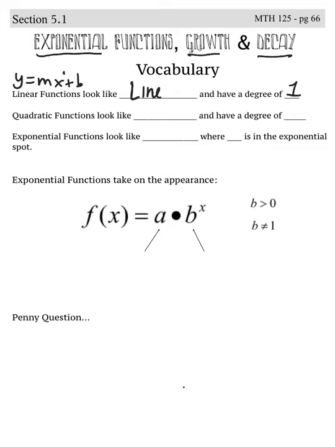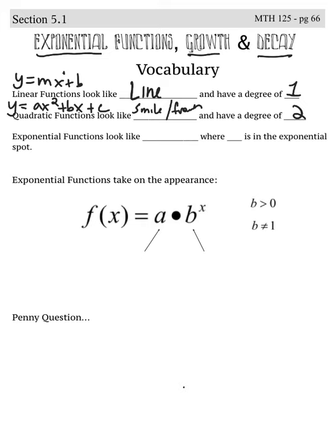Quadratic functions look like a smile or a frown. We call these curves that are concave up or concave down. And it has a degree of 2. So quadratic functions usually take on the appearance of ax squared plus bx plus c, a second degree polynomial.